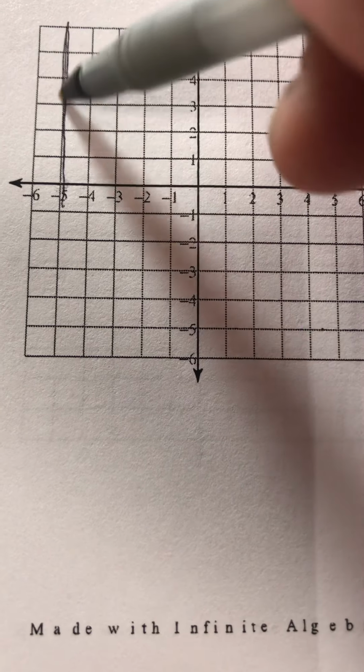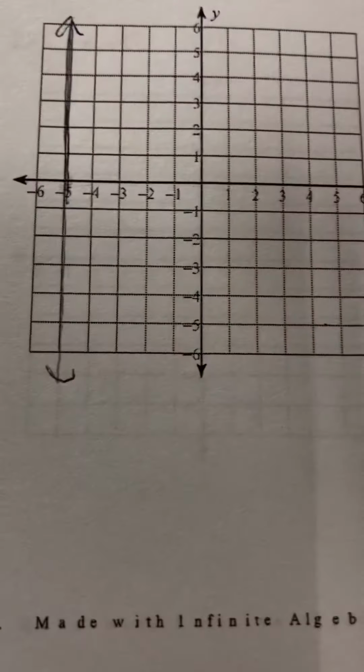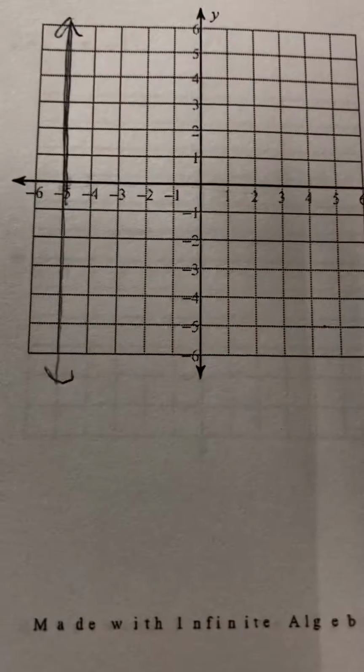If I look at this graph real quick, and I go on the x-axis to where it's negative 5, that means x equals negative 5 is like this. That's the graph of that equation. That's the line that it makes. X is always negative 5, and it doesn't matter what y equals. It never crosses y. It's a vertical line.